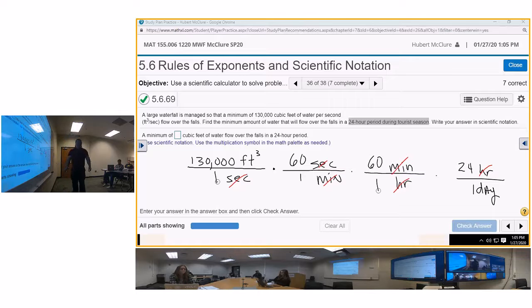Now, you should be able to do a lot of this without a calculator. So I want you to change everything into scientific notation. The 130, the 60, the 60, or you can do that's 3,600 and change 3,600 into scientific notation. And that 2.4 times 10 to the first, that'd be 24. And you should be able to add all the exponents up. So go ahead and do that.